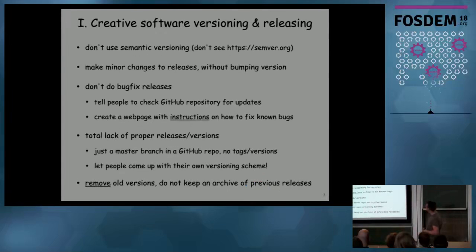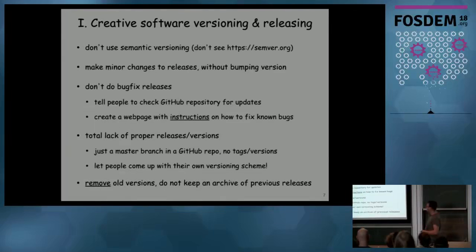So, the first technique, creative versioning and release management of software. So some ideas here. Don't use semantic versioning, so don't see semver.org. It makes sense, and that's why you don't want to do it. One cool trick that I've seen some projects do is you have a release out there, let's say version 1.0, but you noticed a small bug in it, like the minute you published it. So you just fix that small bug and push it again. Same version. People will not pick it up anyway that quickly, and if people are not using your software, then they're going to notice, so that's good.